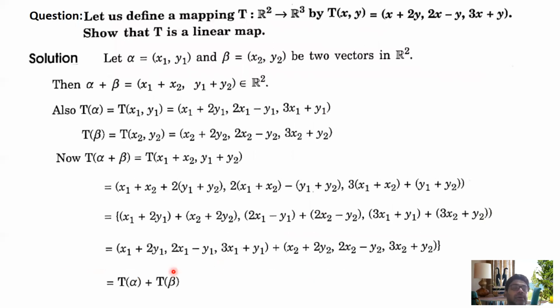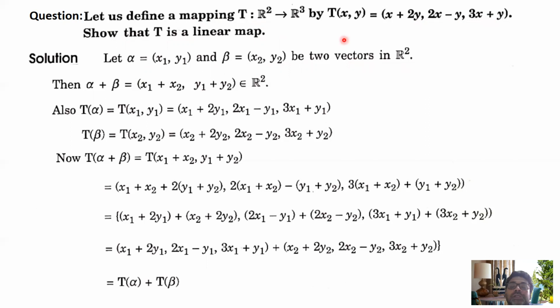Now try to understand. Let us define the mapping T: R2 to R3, that is, a two-dimensional to three-dimensional mapping, where T(x, y) is equal to (x plus 2y, 2x minus y, 3x plus y). We want to show that T is a linear map or linear transformation. So you want to map from R2 to R3. Let alpha equal (x1, y1) and beta equal (x2, y2) be two vectors in R2.